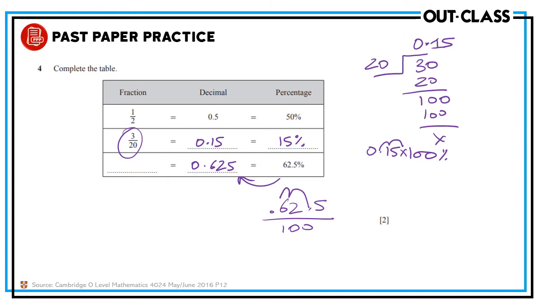So we have 0.625, or even easier, if you get rid of the decimal, you have it over 1,000. And now you just have to simplify this, so it's just 625 over 1,000, and simplify any way you know how, but this is your basic sort of method.